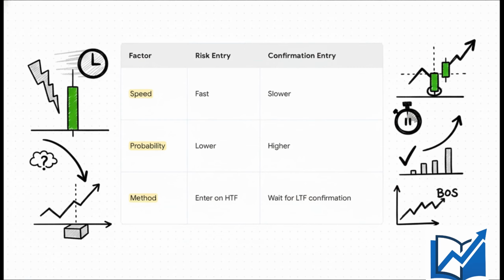Then you have the confirmation entry. This is the patient approach. You wait for that final confirmation on the lower time frame, like that BOS, before you pull the trigger. It's slower, sure, and the reward might be a little smaller, but your probability of success is much higher. There's no right or wrong answer here. It's all about what fits your personal style.